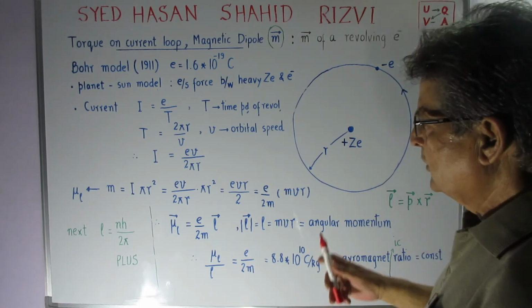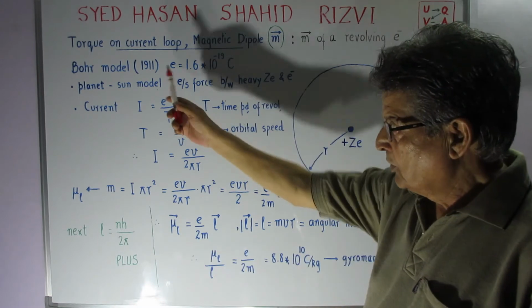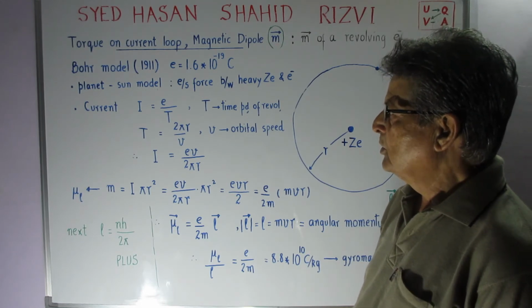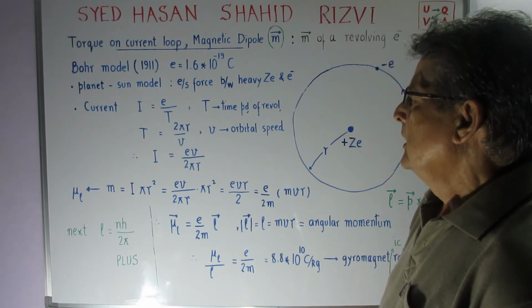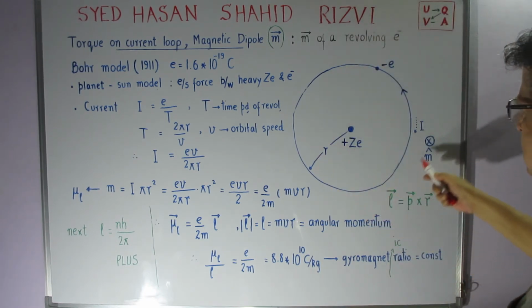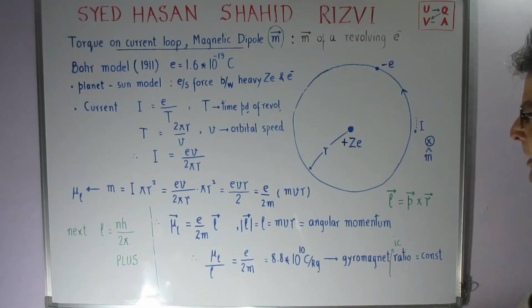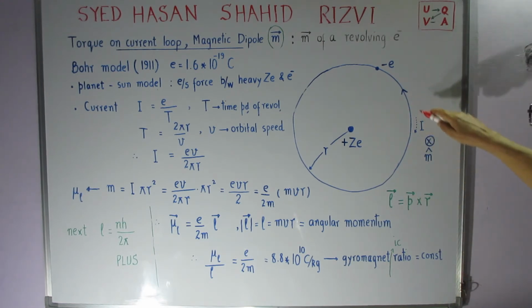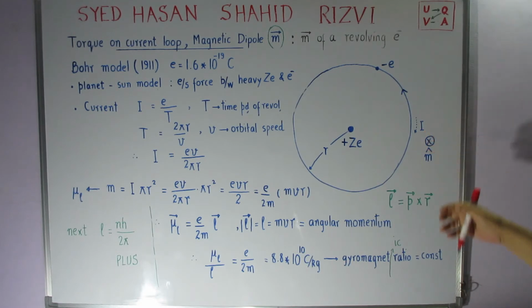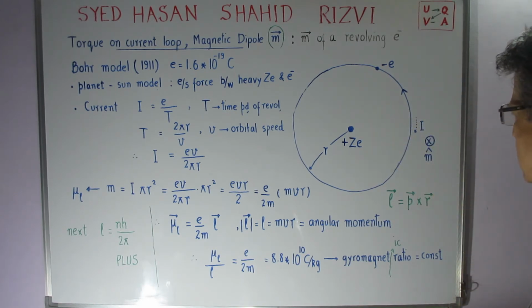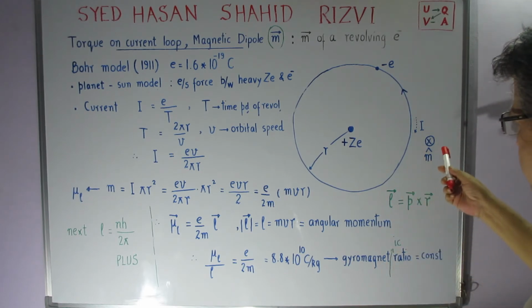Rutherford gave his model before Niels Bohr, and there were many models given, but Niels Bohr came out with his beautiful model in which an electron, as you can see, is going anti-clockwise in this direction, and therefore it comprises an electric current in the clockwise direction. And because it is going like this, the associated magnetic moment vector is into the board, as has been shown over here.